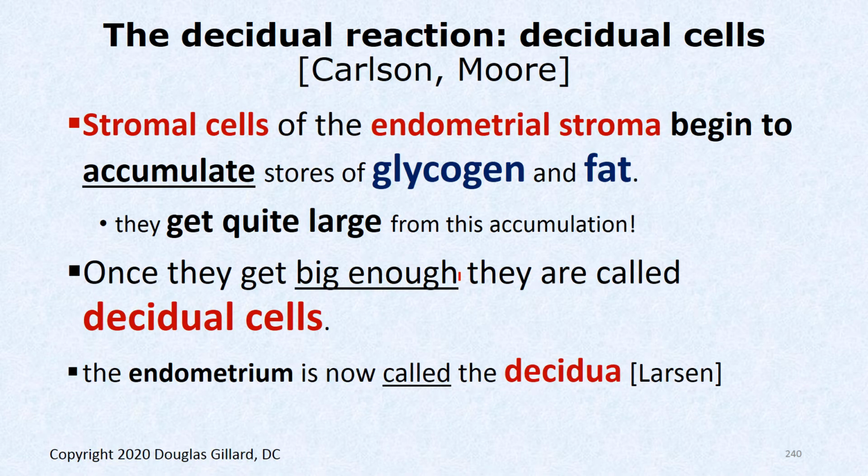Okay, so decidual reaction we didn't get to talk about last time, but let's finish that one off. Stromal cells of the endometrial stroma, we just call them stromal cells. They begin to accumulate. They begin to swell up and collect glycogen, which is usually done by liver and muscle cells, right? But now these cells start to do it. And then fat begins to deposit. They get really fat and plump. In fact, once they get big enough, they're actually no longer called stroma cells. They're called decidual cells now. And the endometrium can be called the decidua by some authors.